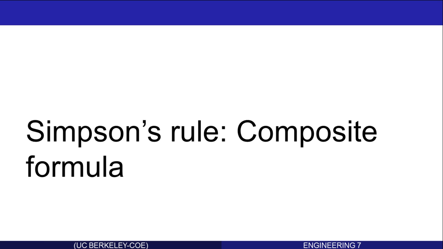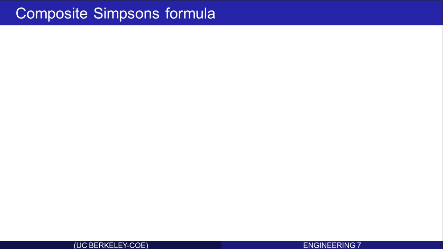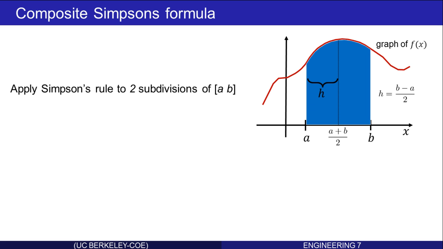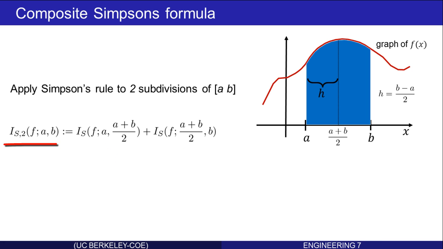Now let's develop a composite formula for Simpson's rule. Let's start by applying Simpson's rule to two subdivisions of the interval AB. Here's the interval AB, and we've split it into two. H is b minus a over 2, so the first width is h and the second width is h. Apply Simpson's rule to the two individual regions and add them, and let that denote the composite two-subdivision Simpson's formula.